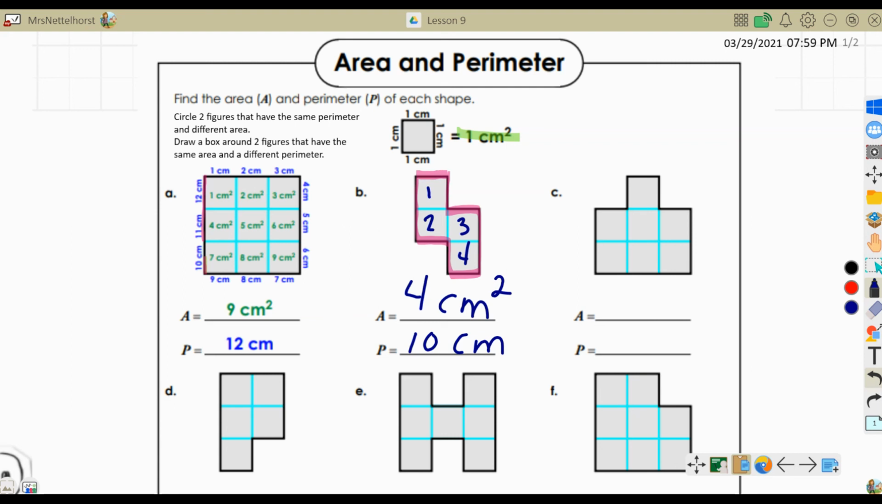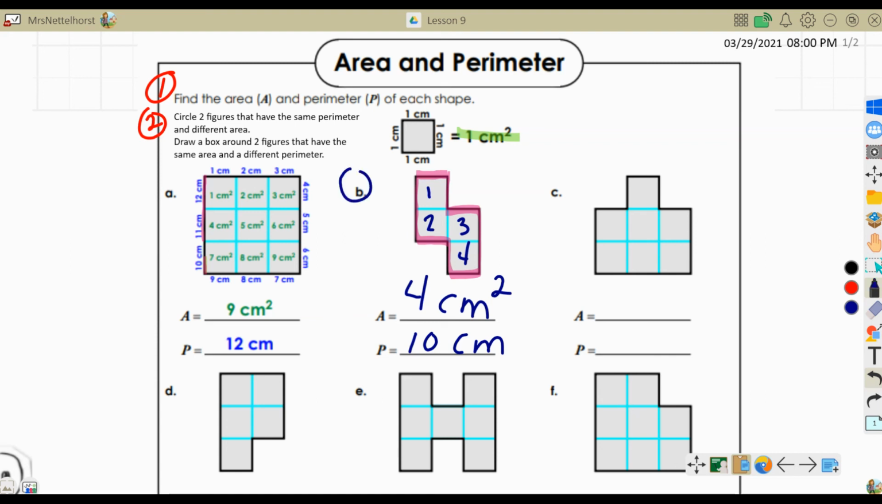Okay, now I've shown you how to do that. Here are the next 2 directions. You have 3 directions. So first of all, you're going to find the area and perimeter of each shape. So go through and do all the areas and perimeters for each shape. Then number 2, you're going to go back and circle 2 figures that have the same perimeter and different area. So you're looking at the perimeters. When you find 2 that have the same perimeter, make sure the area is different. Circle those 2 figures.